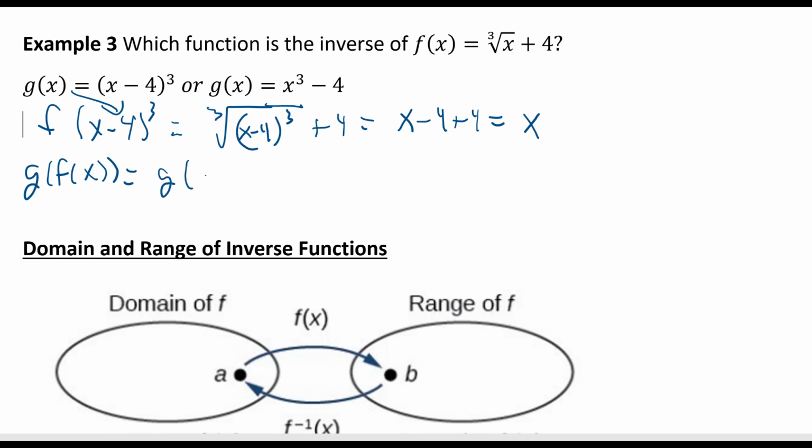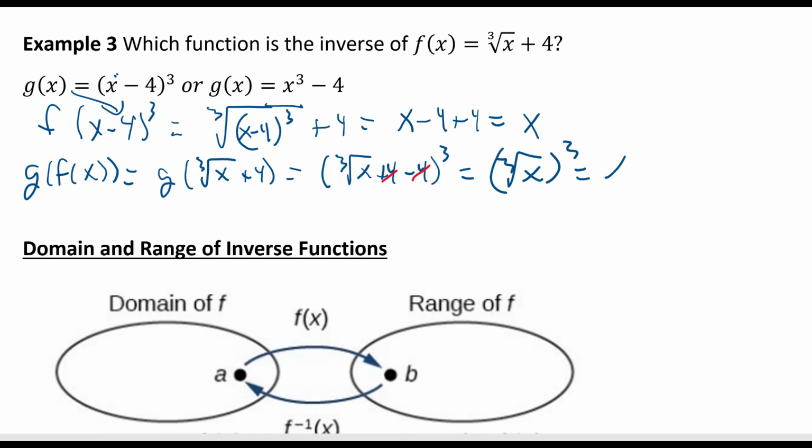If we look at g of f of x, using that same g, I'm going to get g of the cube root of x plus 4. Well, that's right. I'm thinking of too many things at one time. So this is going to go in place of this x here. So it's going to be the cube root of x plus 4 minus 4 cubed. So these 4's subtract out. Then we have the cube root of x cubed, which is x. So that works. So this is the inverse.